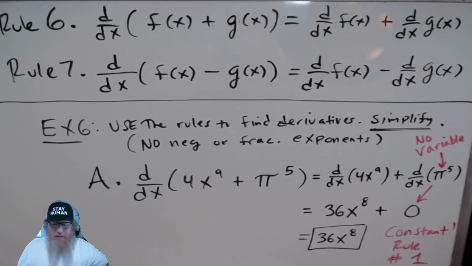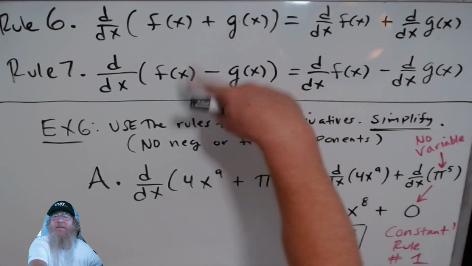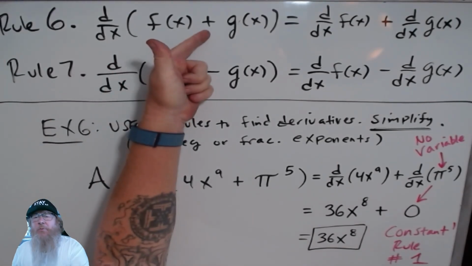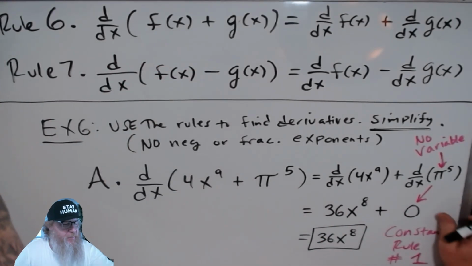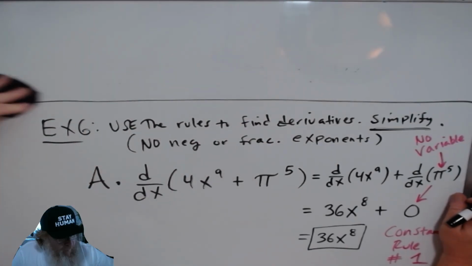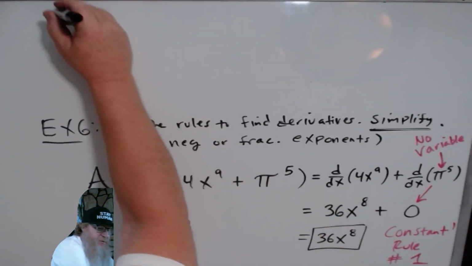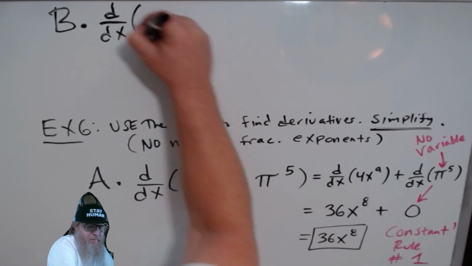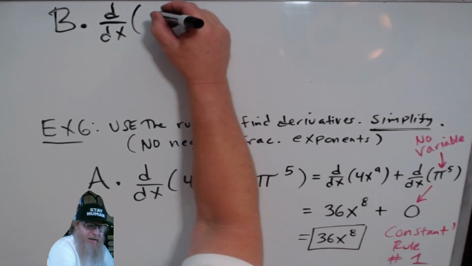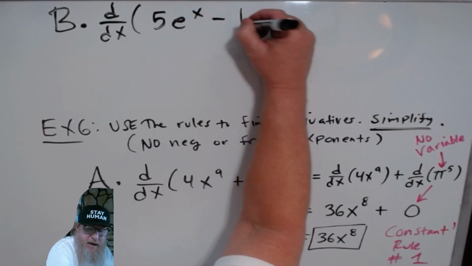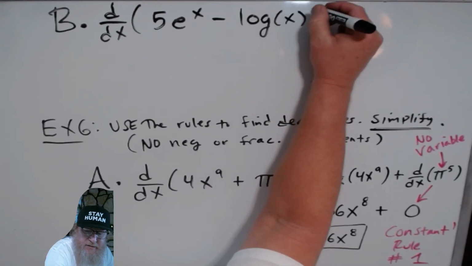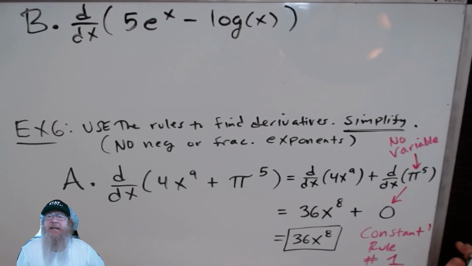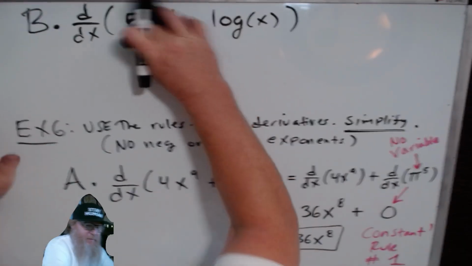All right. I'm going to have to erase the rules, but I called them obvious. I don't know how obvious they are, but if you know the rule for addition, it is the same rule for subtraction. Some folks just combine them together and call them the sum difference rules. Let's do a difference. 5e to the x minus log of x. So that's a difference. I'm going to write it a little smaller.